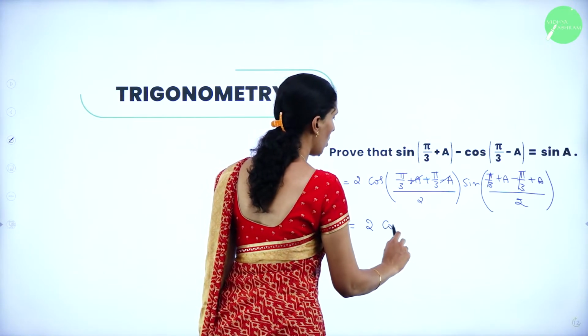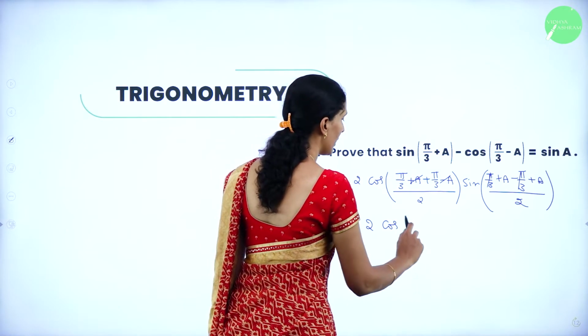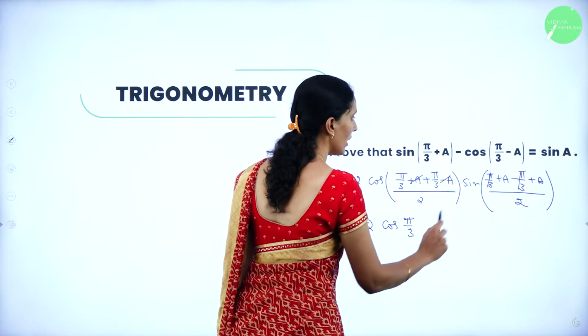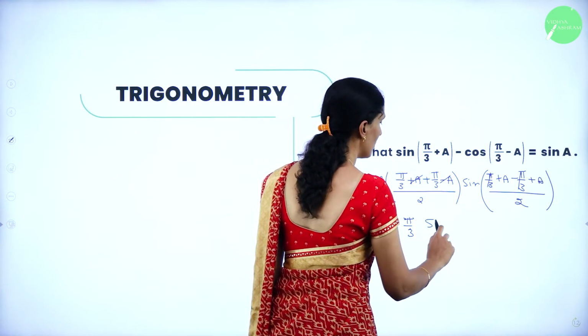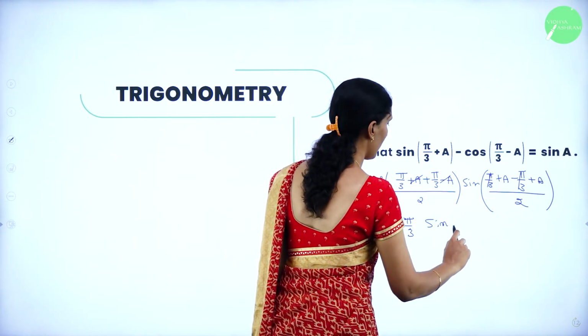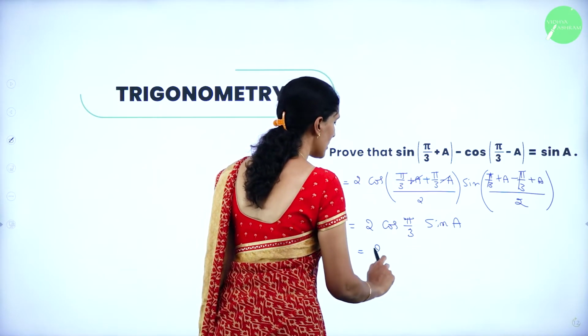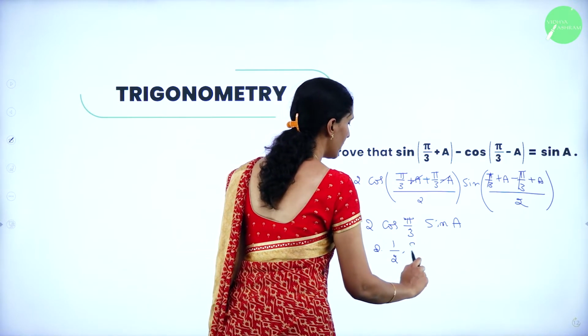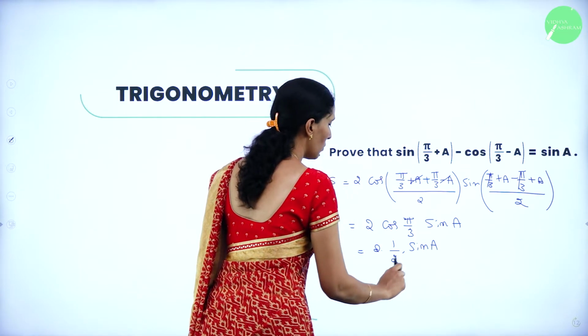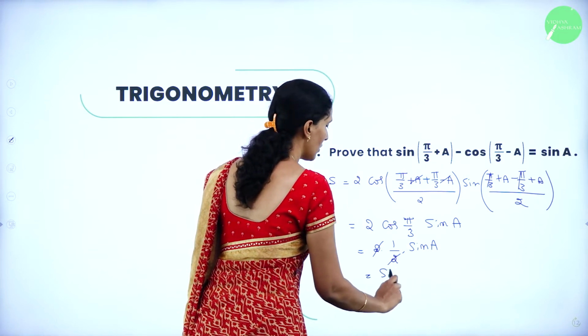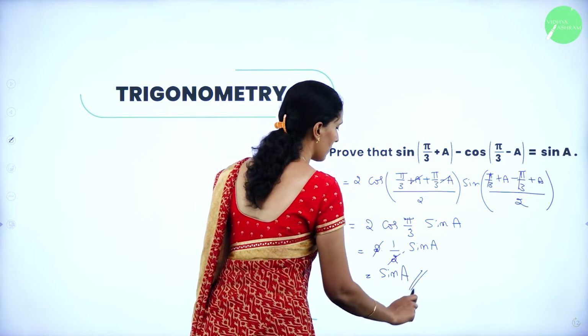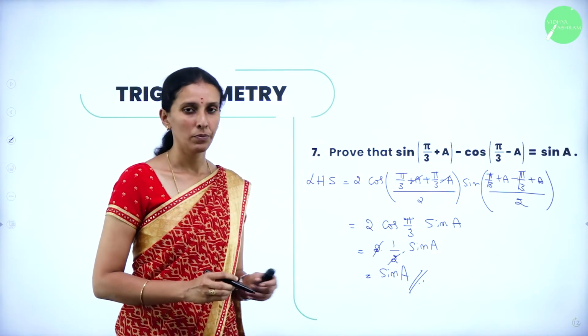So 2 cos 2 pi by 3 by 2 becomes pi by 3 only. Here 2a by 2 becomes sin a. Now cos pi by 3 is equal to half into sin a. So 2 and 2 get cancelled. The value is equal to sin a. Hence the result is proved.